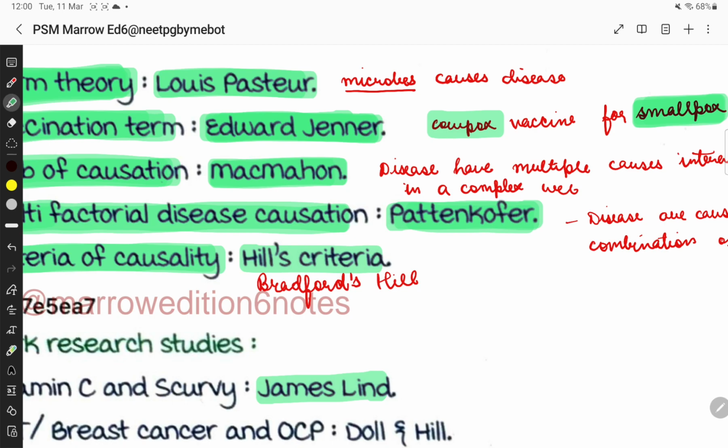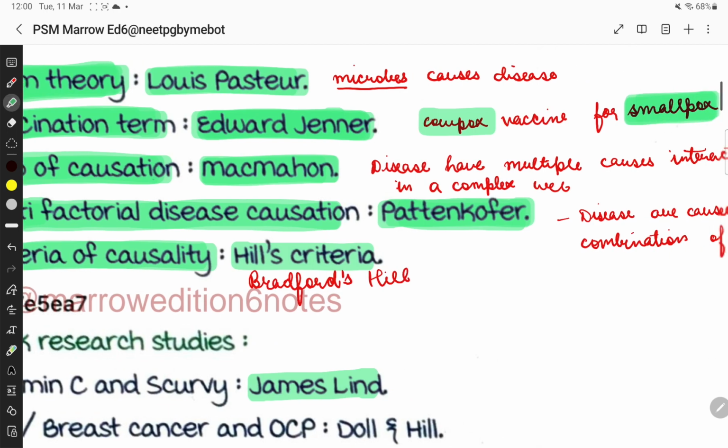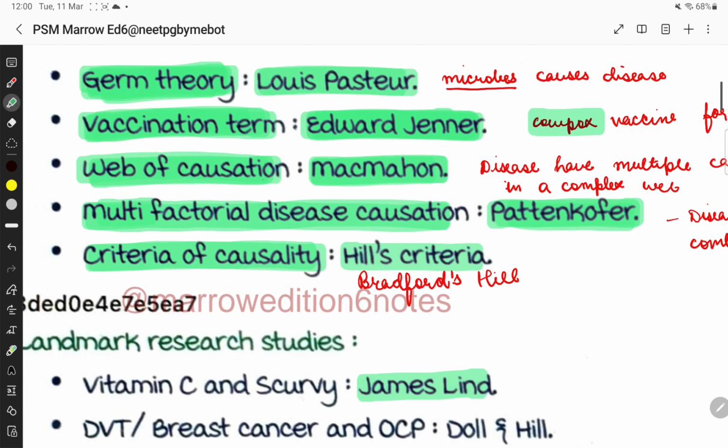Okay, so this led to the development of vaccination as a method of disease prevention, and he also coined the term vaccine. So Edward Jenner made the cowpox vaccine for smallpox, and he also gave the term vaccine or vaccination. Web of causation was given by McMahon.